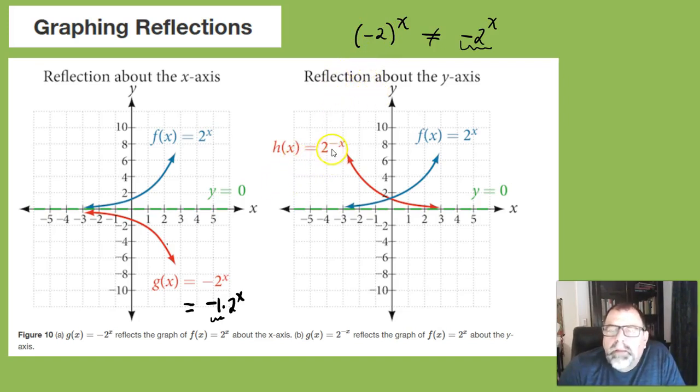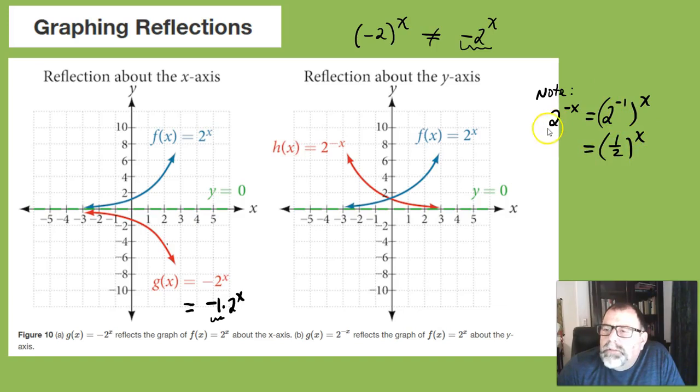Now this one, if you put the negative up in the exponent, it flips it about the y-axis. And also note that 2 to the negative x is equal to 2 to the negative 1 times x using exponent rules, and then 2 to the negative 1 is the same thing as 1/2. So 2 to the negative x is the same thing as 1/2 to the x, and you get this exponential decay. And notice that's a reflection about the y-axis. Okay, so those are a couple things to note about that.